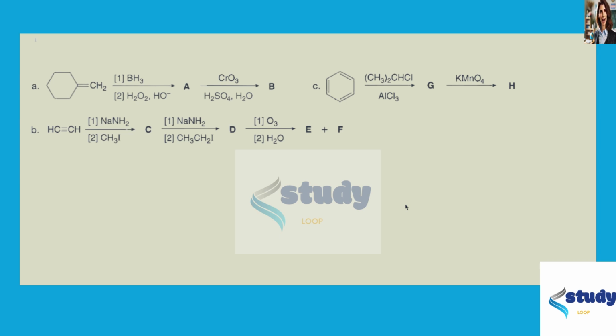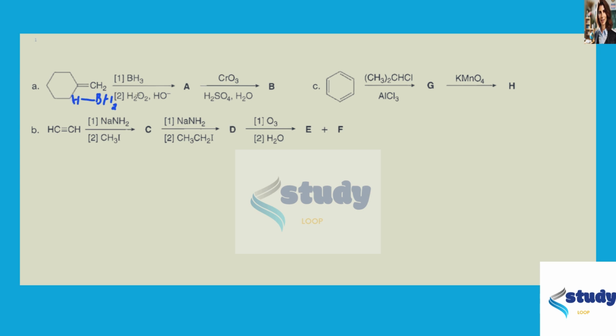This problem asks us to determine the lettered compounds in each of the reaction sequences. So let's start with A. In A, we see that we have a cyclohexane with an alkene bond, and we're adding borane to it. So we know that boron will add to the least sterically hindered side.